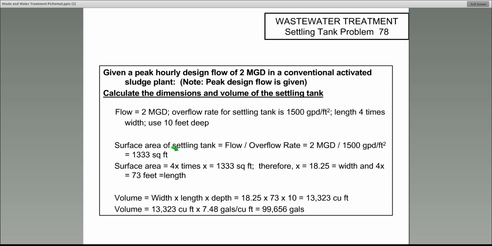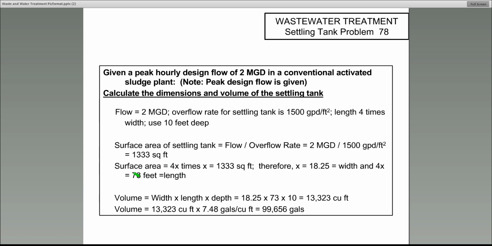Surface area is the flow divided by the overflow rate. So we have 2 MGD divided by 1,500 gallons per day per square foot, 1,333 square feet surface area. The length is 4 times the width. That should be a W. Let X be W, so 4X squared is equal to that. X is equal to 18. The length is equal to 73.